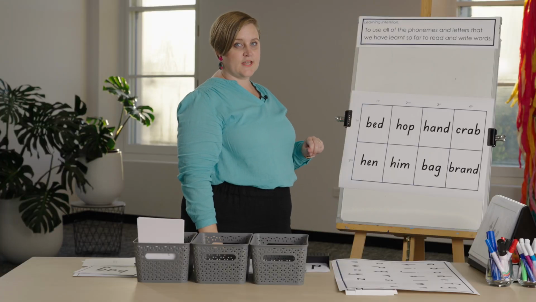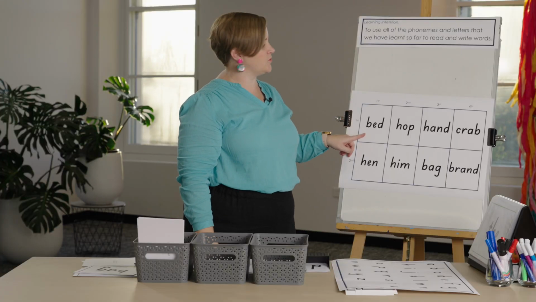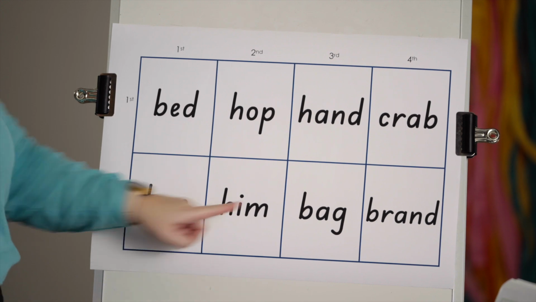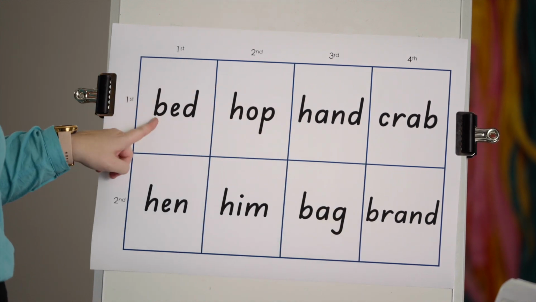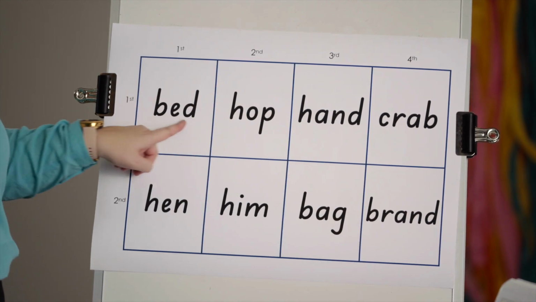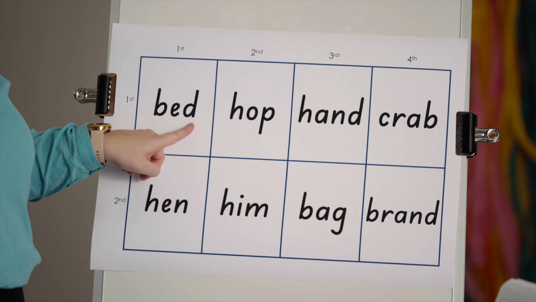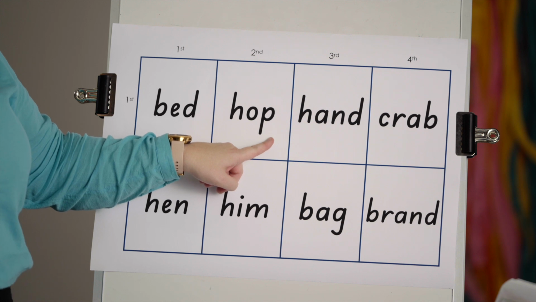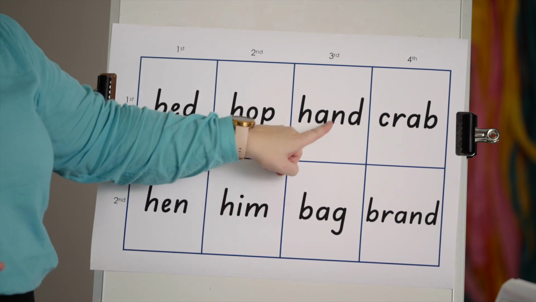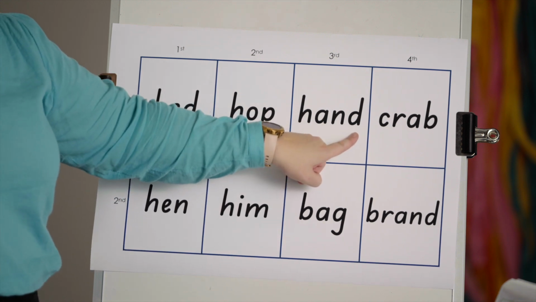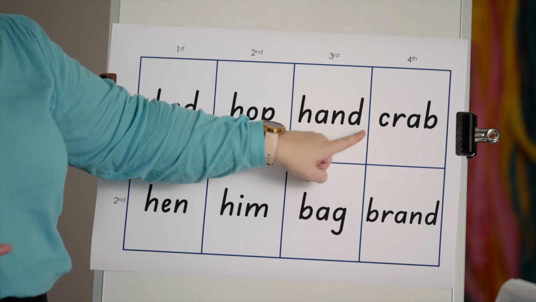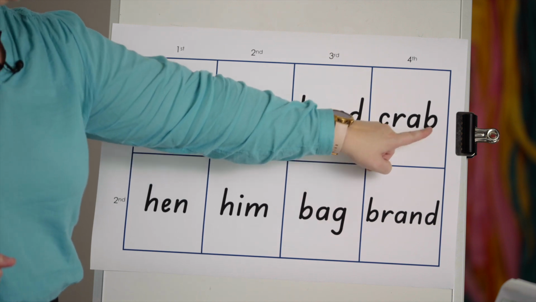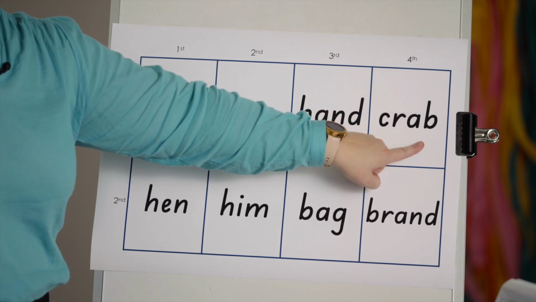Underneath my alphabet, I have our word grid. Let's read these words together. We'll sound them out first. We'll do the first row and then we'll do the second row. Are you ready? Bed. What word? Bed. Hop. What word? Hop. Hand. What word? Hand. Last one. Crab. What word? Crab.